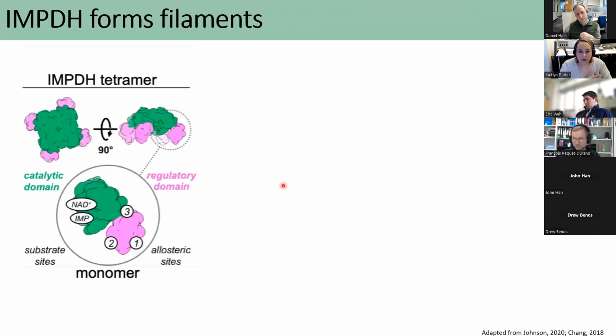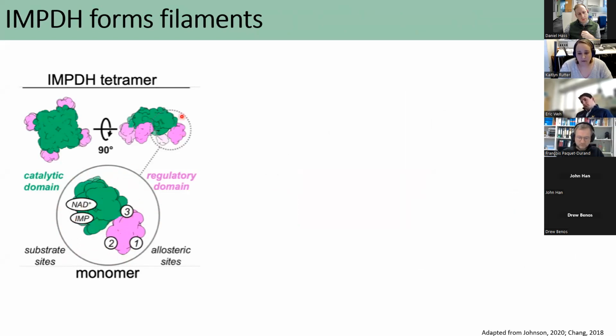And so, although the Brockerhoff lab is a structural lab, we collaborate really heavily with the Coleman lab, which does look at IMPDH structure. So I'm going to spend a little bit of time talking about the structure because it's important for its function. So if we look at IMPDH in its monomeric form, it has two domains, this regulatory domain in pink, where ATP and GTP can bind. And in green here is the catalytic domain where IMP and NAD+ can bind.